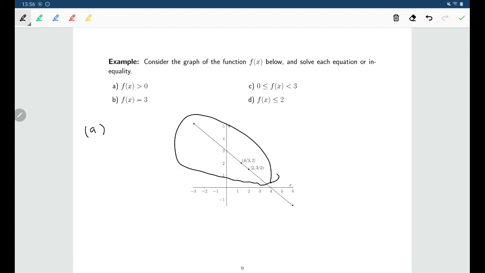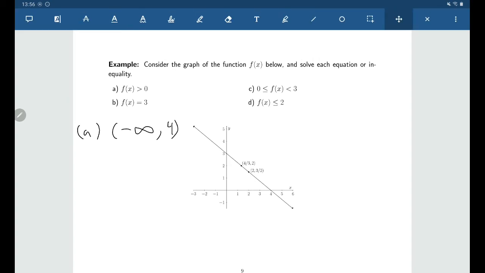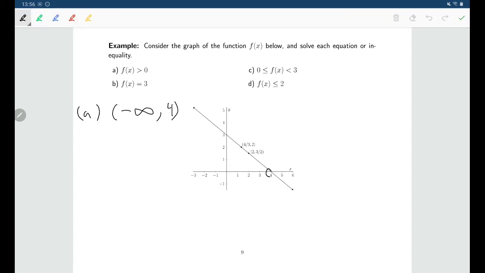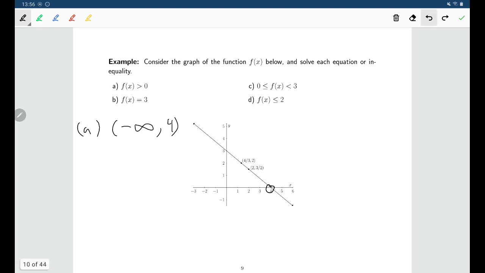Well, all over there. And where is that? Well, that's for all of the x values that are less than 4. If our x values are less than 4, then our line is above the x-axis. So where is f of x greater than 0? Everything up to, but not including 4. I'm not including 4 because that would be where f of x is equal to 0, and I'm not interested in it being greater than or equal to. I'm interested in it being strictly greater than, so 4 would not be included.